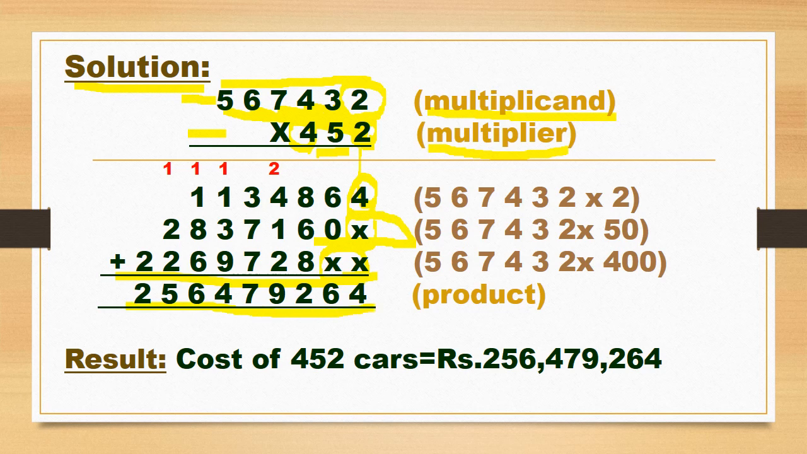Lastly, use long addition to add your numbers column from right to left, carrying as you normally do for long addition. So the answer is rupees 256,479,264. That is the cost of 452 cars.